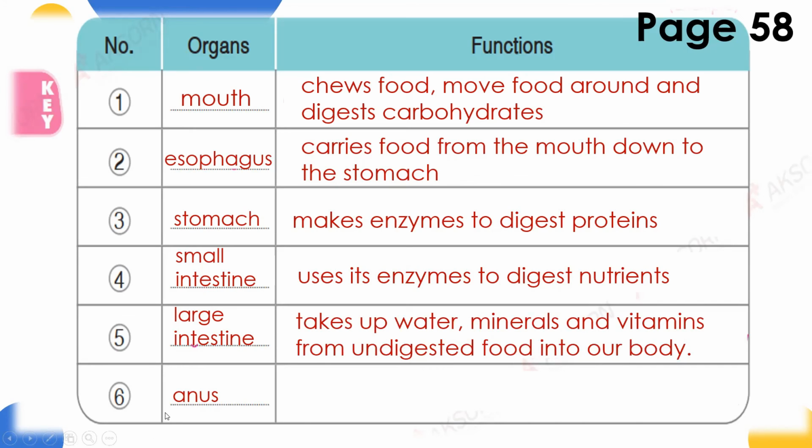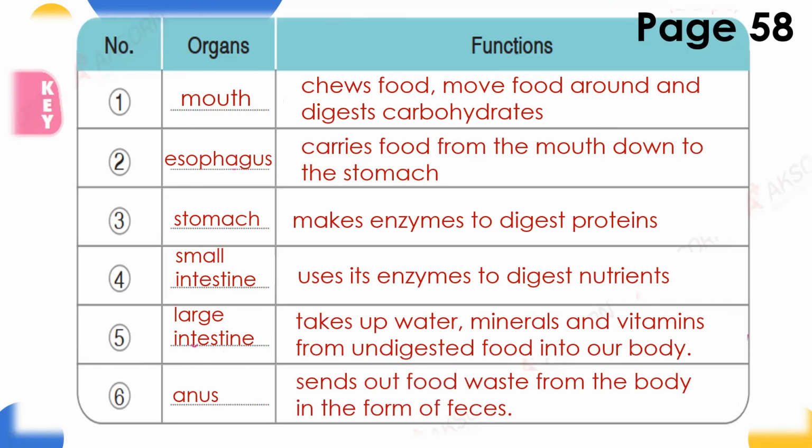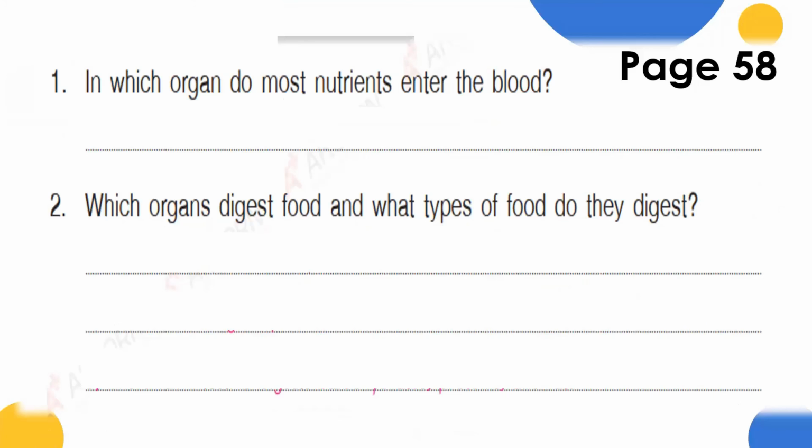And the last one, we have anus. Can you tell me what is the function of the anus? Great. It sends out food waste from the body in the form of feces. So these are the organs in the digestive system and their functions. Another one is we have to answer these 2 questions below the previous one. Number 1 says, in which organ do most nutrients enter the blood? What organ is this? Is it the mouth, the esophagus, the stomach, small intestine, large intestine, or the anus? If you said the small intestine, then you are correct.